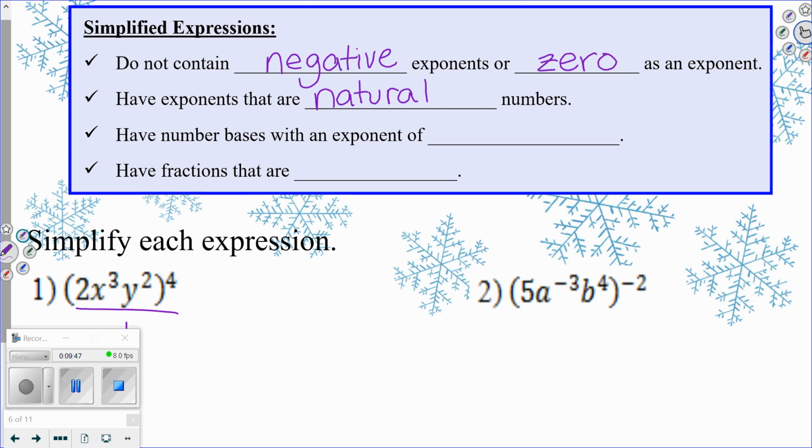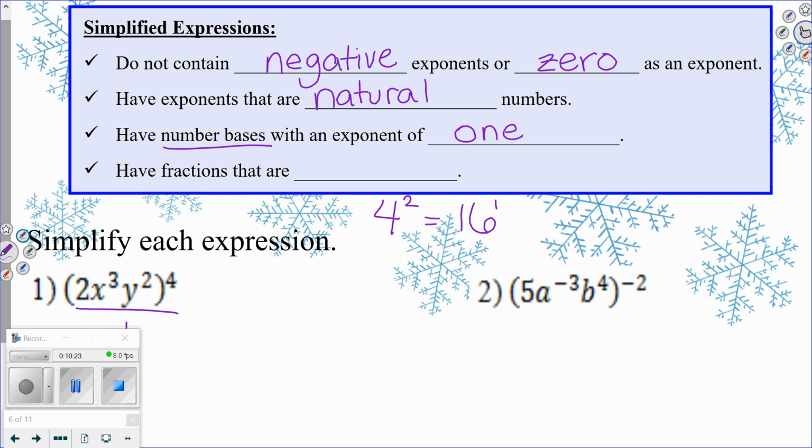You're good. All right. Has a number base with an exponent of blank. Number base, meaning it's like 4 squared. If you had 4 squared, would you leave that? What would you write instead of 4 squared? 16. You'd write 16, I would hope, right? What exponent is on 16 right now? A 1. So I want number bases that have an exponent of 1.